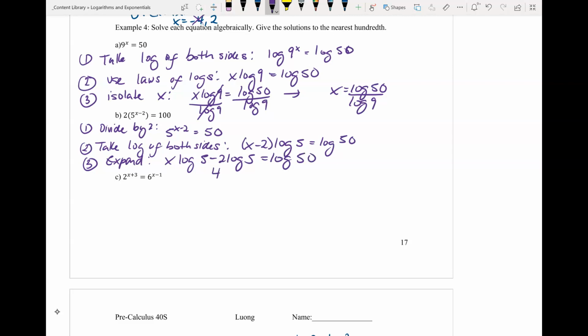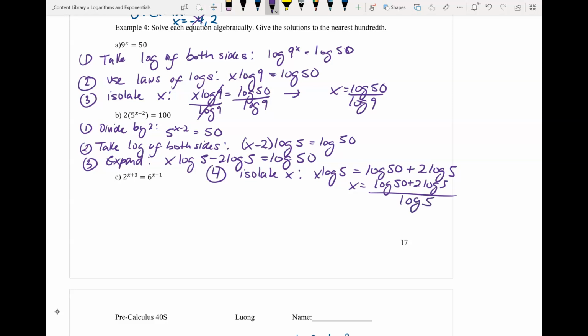And then now I'm going to isolate x. So I'm going to move the 2 log 5 to the other side and then divide both sides by log 5. And that is your final answer. Again, if you have a calculator, you may go ahead and find the decimal place. Or if it's a non-calculator question, you could just leave your answer as a fraction like that.